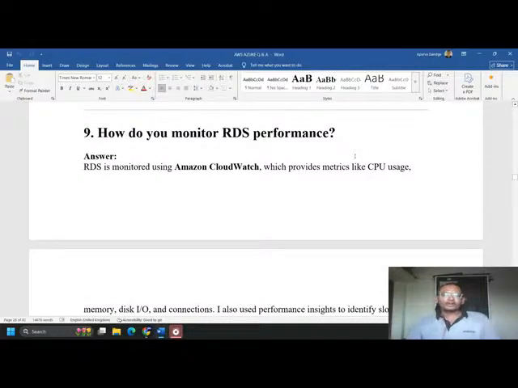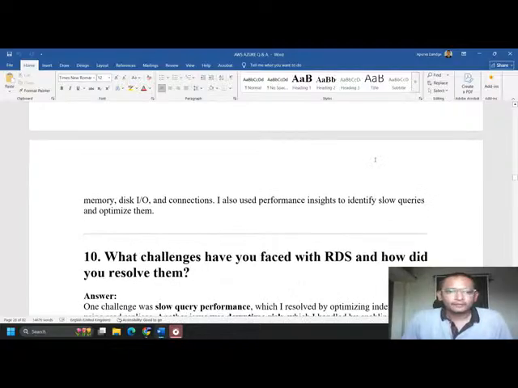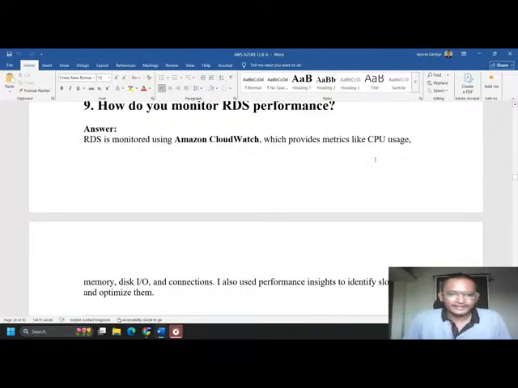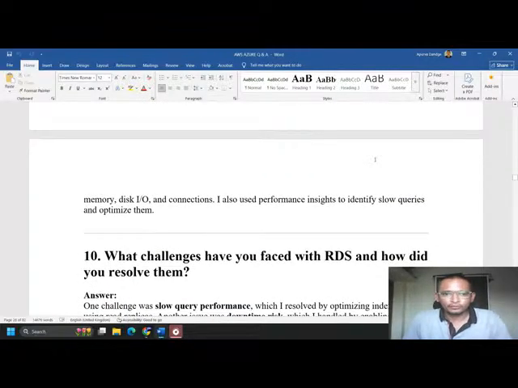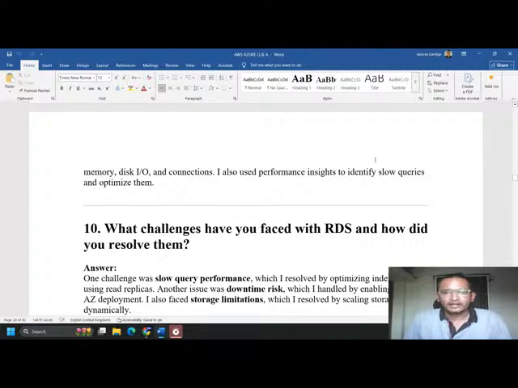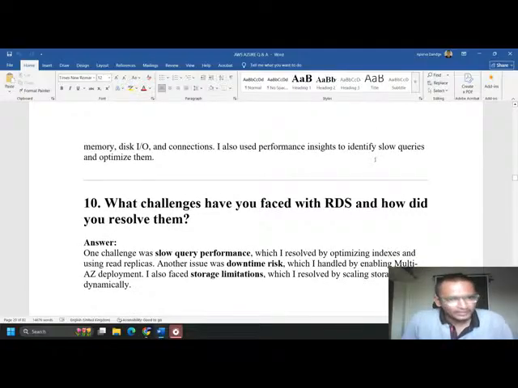How do you monitor RDS performance? RDS is monitored using AWS CloudWatch, which provides metrics like CPU, memory, disk input/output, and connections. It also uses Performance Insights to identify slow queries and optimize them.